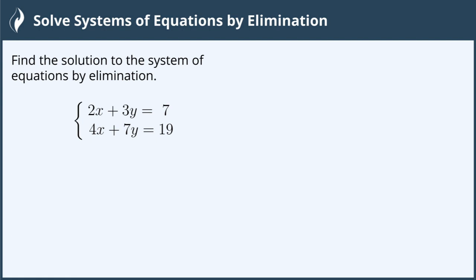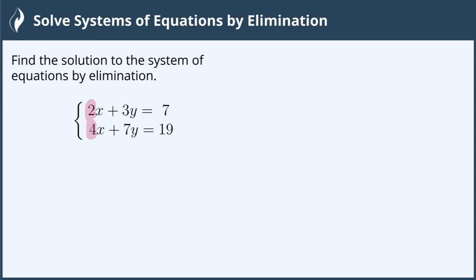In this case, we're going to choose to eliminate the x. That's because the coefficients of x are 2 and 4. And the lowest common multiple of those two numbers is 4. So that's actually a pretty small number. On the other hand, if we look at the y's, 3 and 7, the smallest number that they both go into is 21. So here, the x's are the better option.